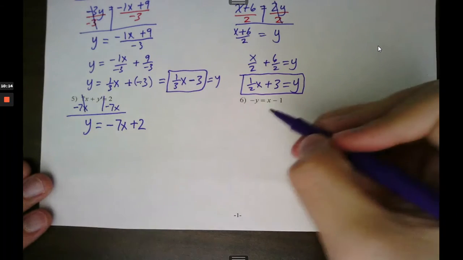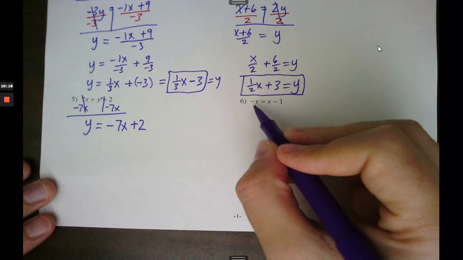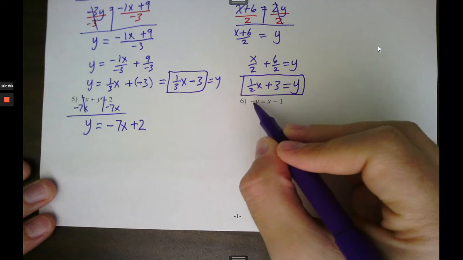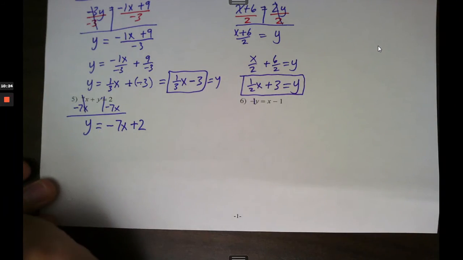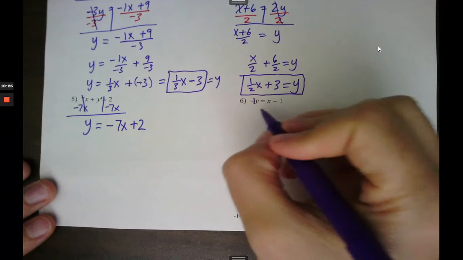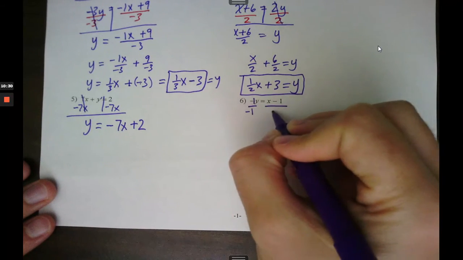Alright. Number 6, last one. This one is a little bit tricky. We need to understand what this means right here. That's an understood negative 1. And that's negative 1 times y. So what I need to do to get y by itself here is divide both sides by negative 1.